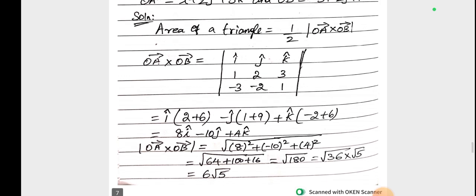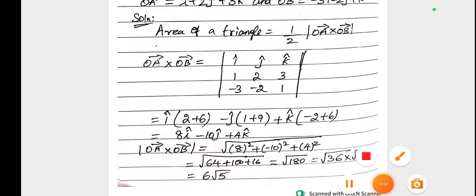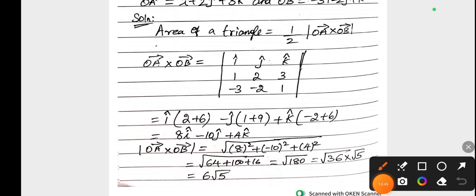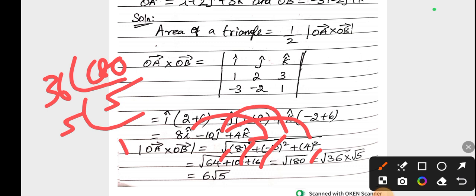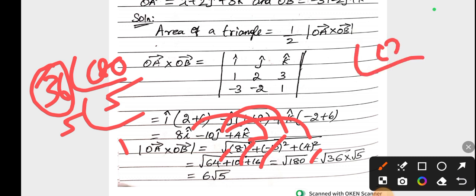Then we want to find the magnitude. Root over 8 square is 64, then 10 square, then 4 square: 64 plus 100 plus 16. Root 180. So 180, what are you doing with it? Like a factorization: 36 tens are 360, 36 fives are 180, and root 36 is 6. Sir, can I do it simply, like with the two table?